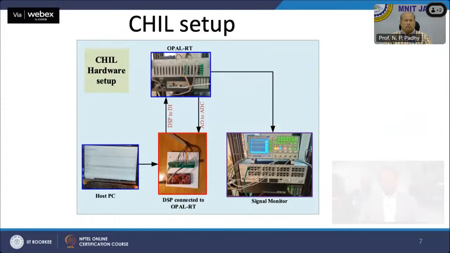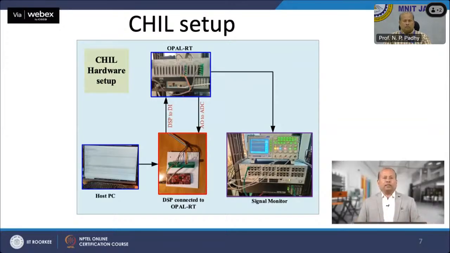Now, first of all, what is a CHIL experimentation? The controller hardware in the loop system allows the verification of the proposed control logic provided in a real time controller in conjunction with the plant, which is running at a very fast time scale either in real hardware or in a real time controller.